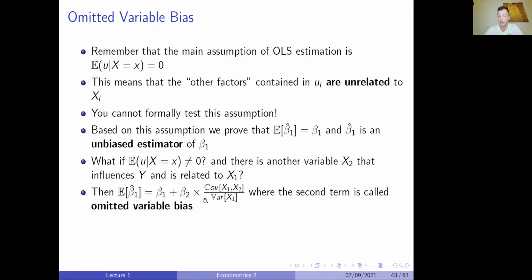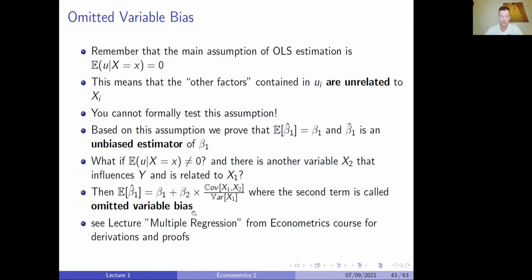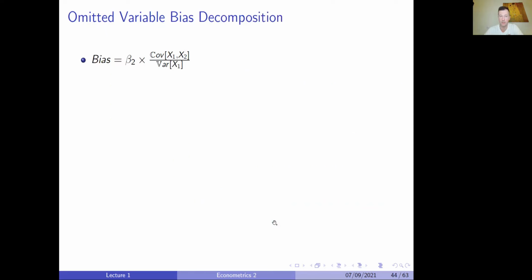And it doesn't matter whether you have a large sample or a small sample, it is still biased and your estimation of beta 1 is going to be incorrect. So in the lecture Multiple Regression in Econometrics, you have the derivation and proof of this formula and why the omitted variable bias looks like this. So the bias consists of two terms.